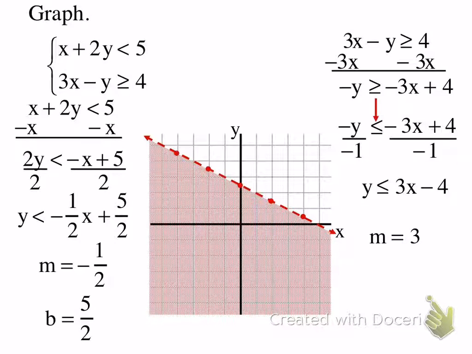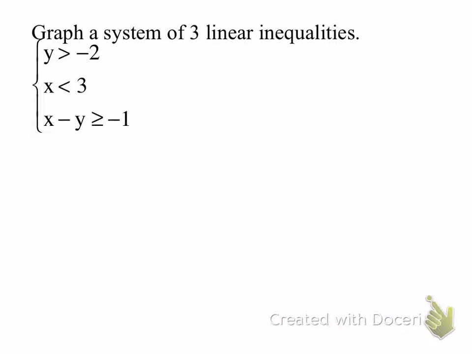Julian? Okay, questions. So make sure to do that. All right. If there are 3, don't get worried. Just do each line individually. And the area of overlap is your solution.